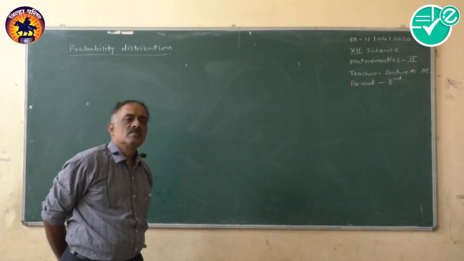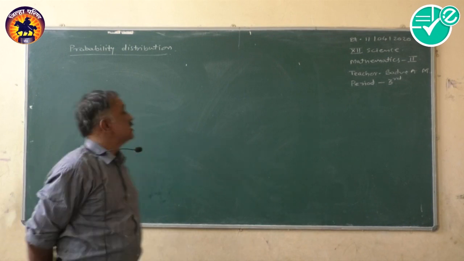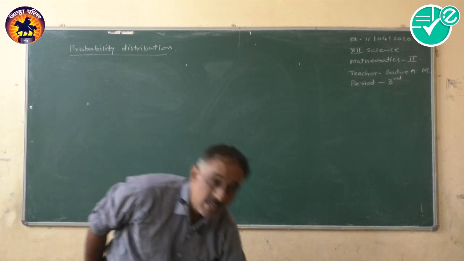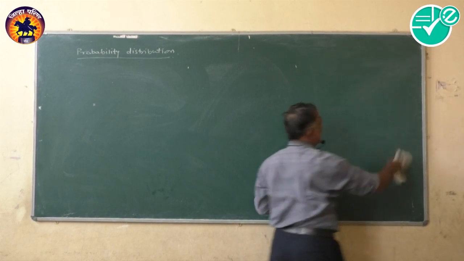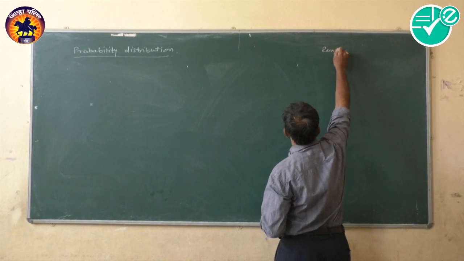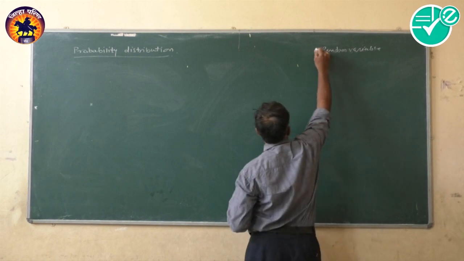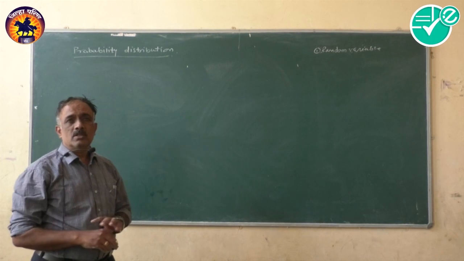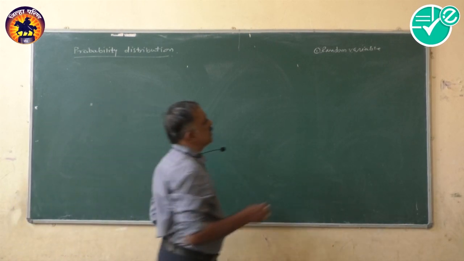Last period, we started a topic from the maths 2, that is probability distribution. What we studied last period? We studied what is a random variable. We considered its formal definition with some examples also. I explained to you what is the meaning of a random variable.